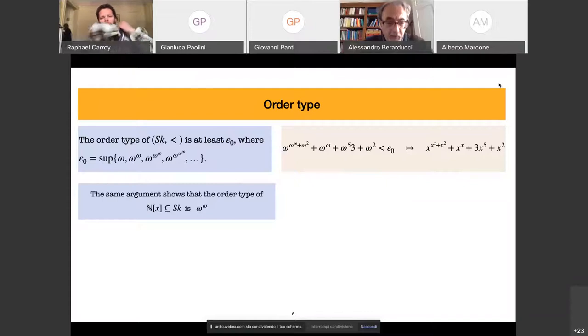Okay, so if you restrict this map to the polynomials, the same argument shows that the order type of the polynomials with positive integer coefficients is omega to the omega, no? Because if you consider the example that I've put above, if you just consider the polynomial part, 3x^5 plus x^2, you get omega to the 5 times 3 plus omega squared, you get something less than omega to the omega. And in this case, you get a bijection.